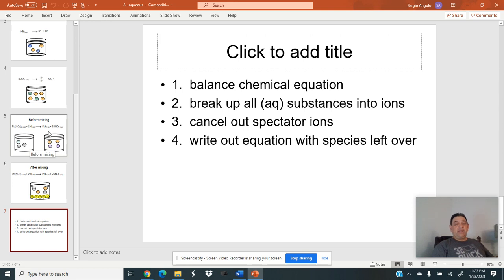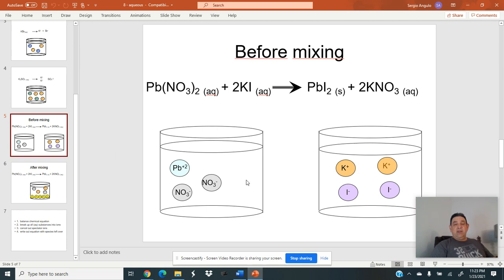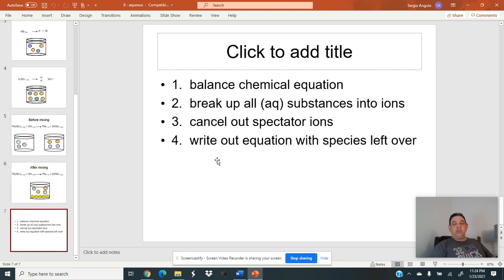Sometimes, like in this case, you're going to find that there are substances that were ions to begin with and ions at the end. So you're going to end up with ions on the left side of the equation and ions on the right side of the equation. So you'll see that. And what you do is you cancel them out. You cancel out the spectator ions. I'll show you right now when we do a sample problem. Once you cancel out the spectator ions, you write out the equation with all the species that are left over. And then you're done. All right.